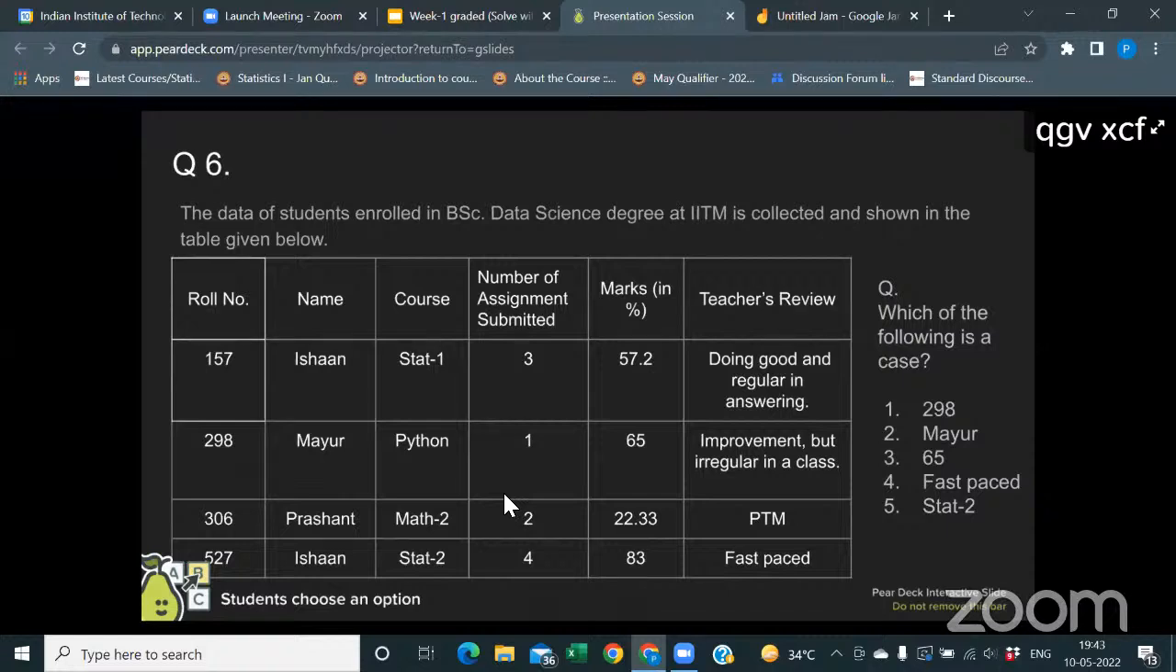Sir, please try to wrap up the session as soon as possible because we have another session at 8 p.m. Sir, yes, first complete all. See, here you are collecting the data for 157 roll number.